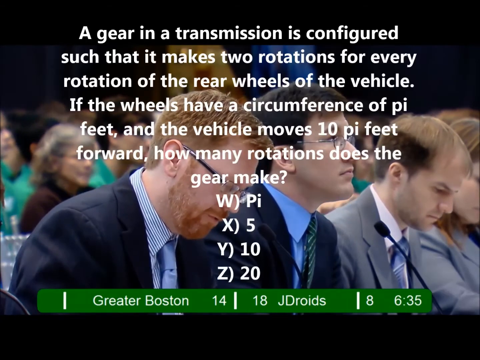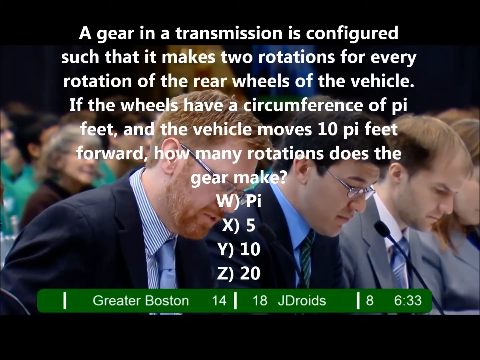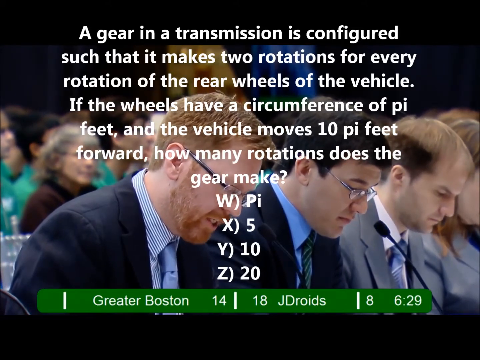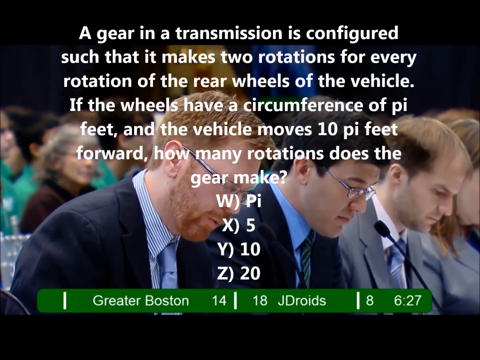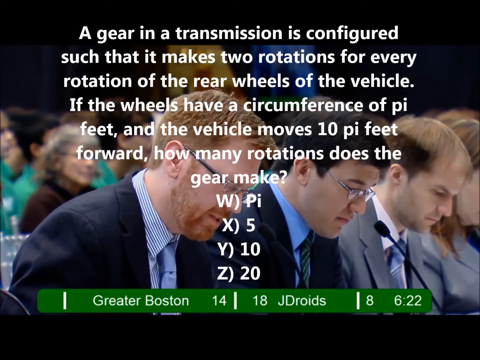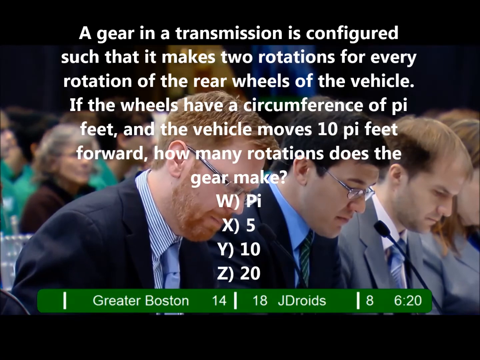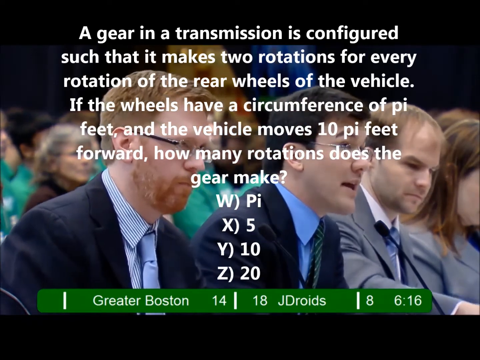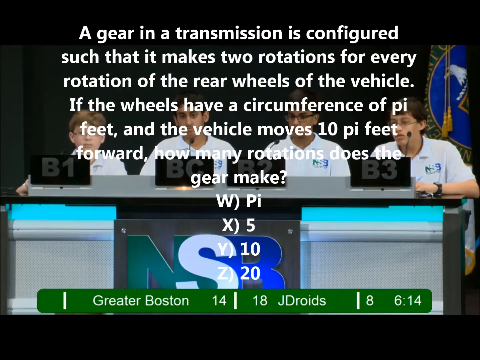Toss-up question 6 for both teams, physical science, multiple choice. A gear in a transmission is configured such that it makes 2 rotations for every rotation of the rear wheels of the vehicle. If the wheels have a circumference of pi feet and the vehicle moves 10 pi feet forward, how many rotations, interrupt? B, captain. 5. That's incorrect. That's 4 points, Team A.